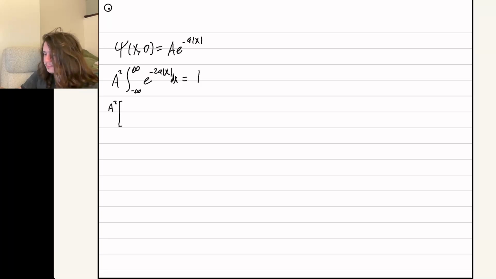Because it's an absolute value integral, I'm going to split it up into a couple different regions, one of which being where x is negative, and so we can change the integrand to positive e to the positive 2ax dx. And then from 0 to positive infinity, where x is a positive number, and it's just going to be that. And set that equal to 1.